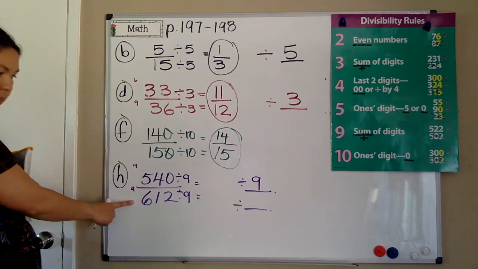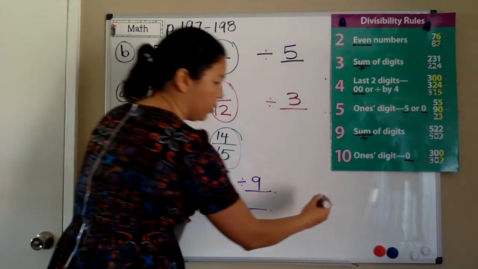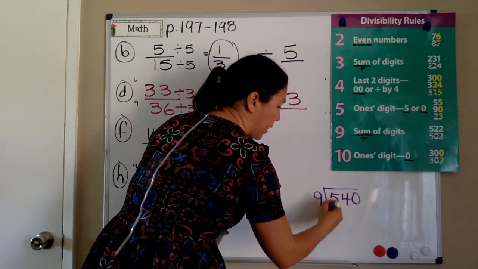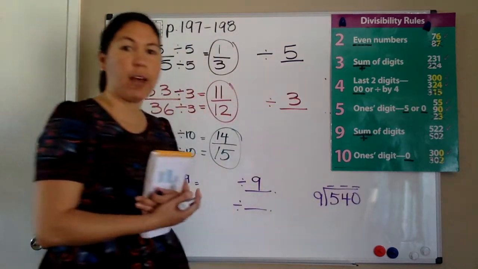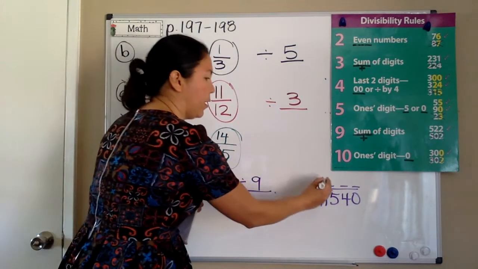And guys, this is a little bit tricky. 540 into 9. I think we might have to do some long division here. So this is good extra practice. All right, so how many 9s can go into 5? None. I'm going to put an X.